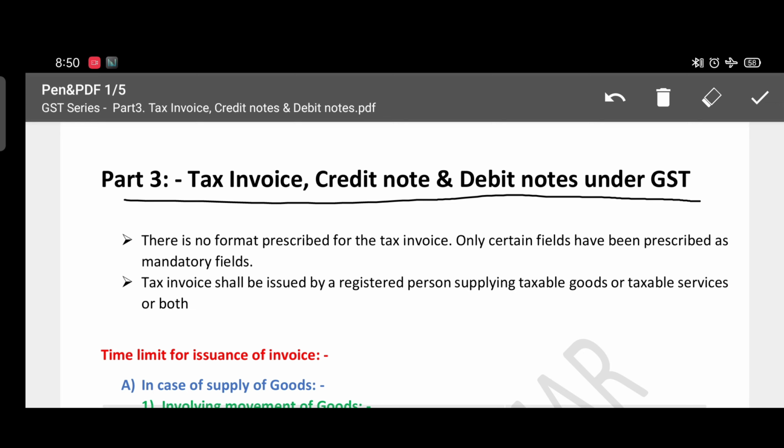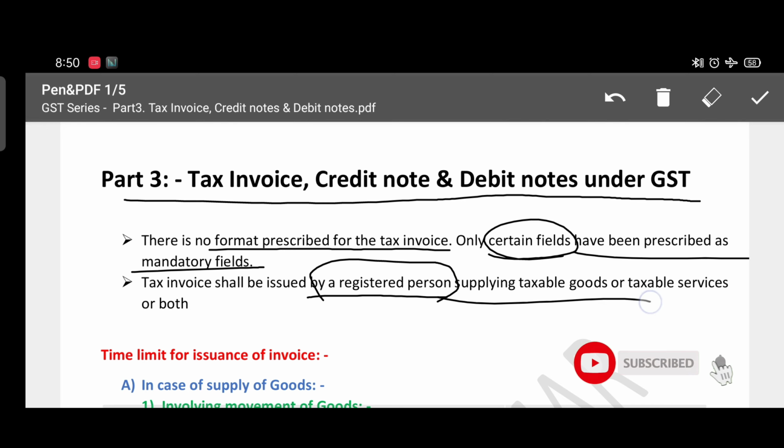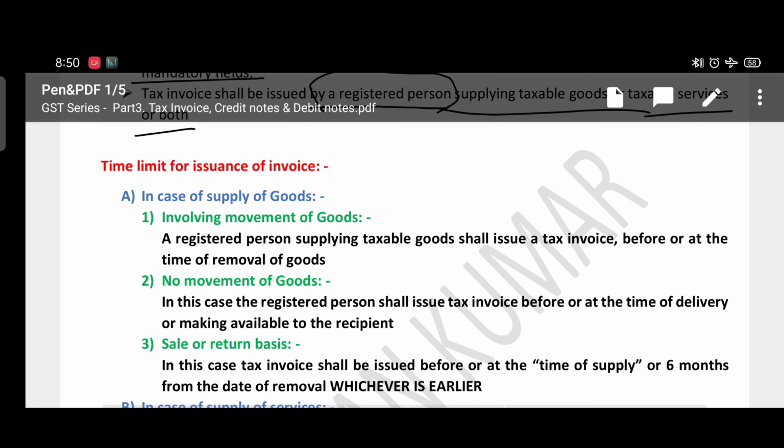So there is no specific format for the tax invoice, but certain fields have been prescribed as mandatory fields under tax invoice. The tax invoice shall be issued by a registered person supplying taxable goods or taxable services or both. And what is the time limit for issuance of tax invoice? It is different for supply of goods and supply of services. So now let's see in case of supply of goods.